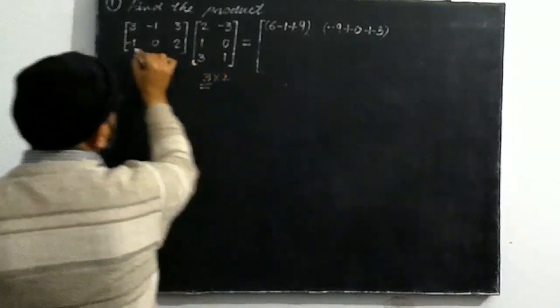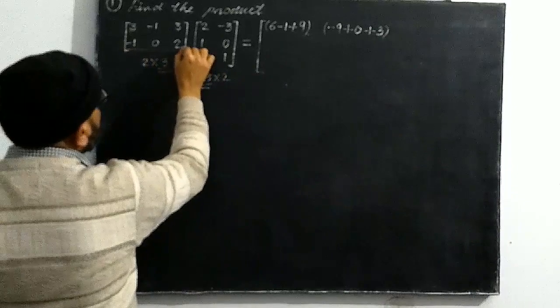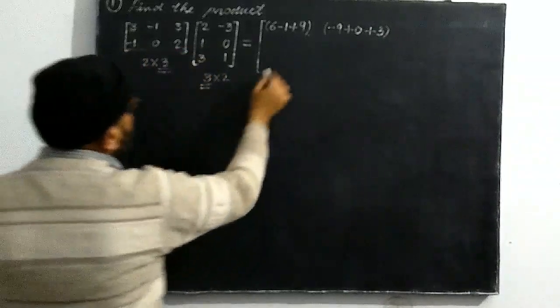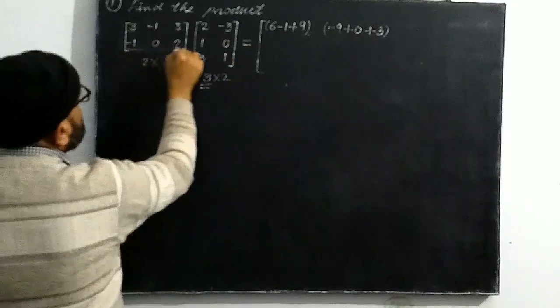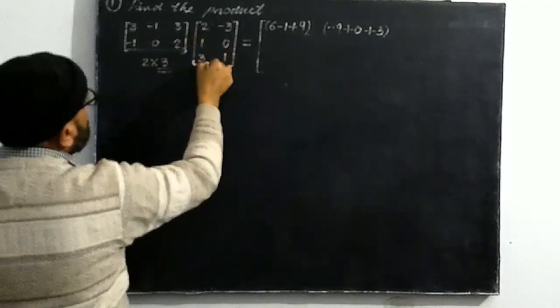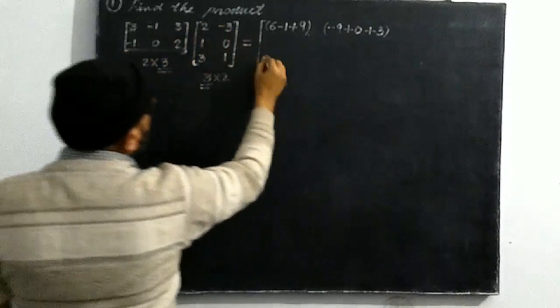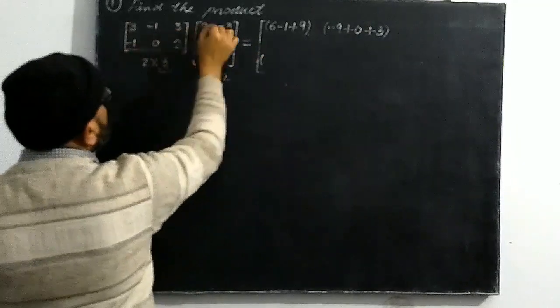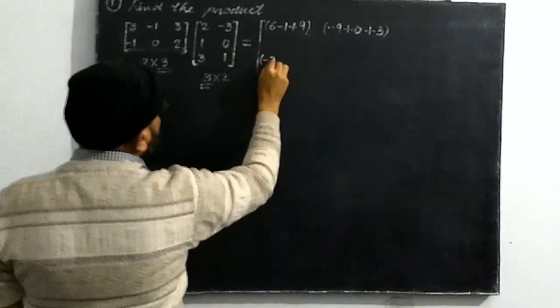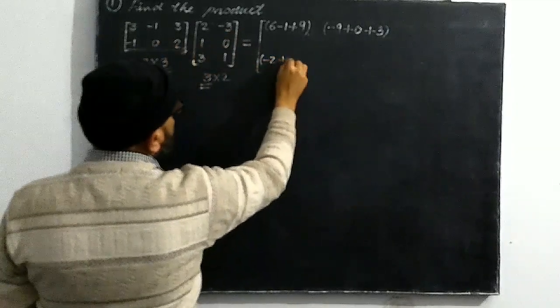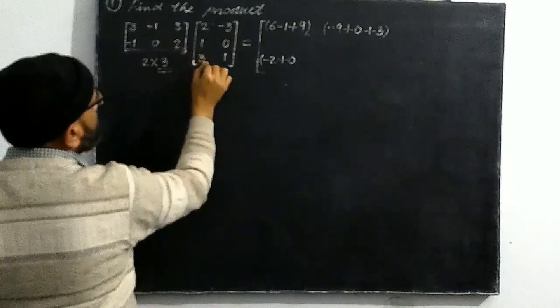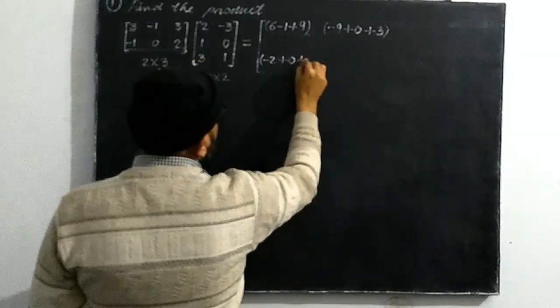Now we come to the second row. So here in our product we come to the second row, and first we have to multiply the second row by the first column. So minus 1 into 2, minus 2, 0 into 1, 0, and 2 into 3, 6.